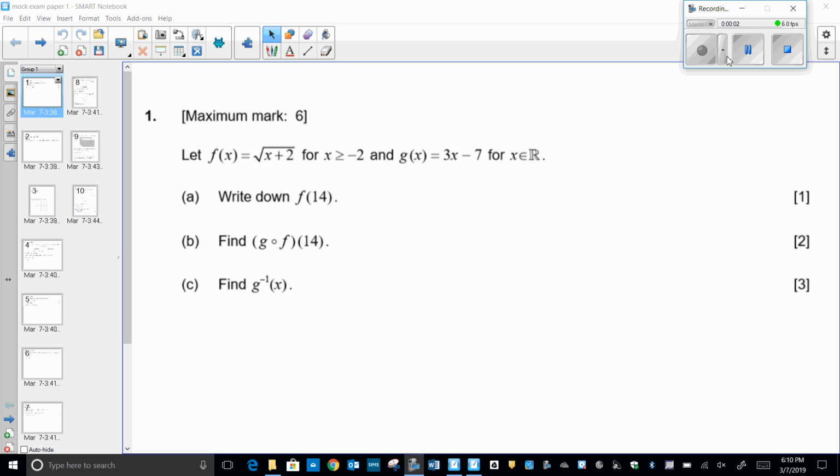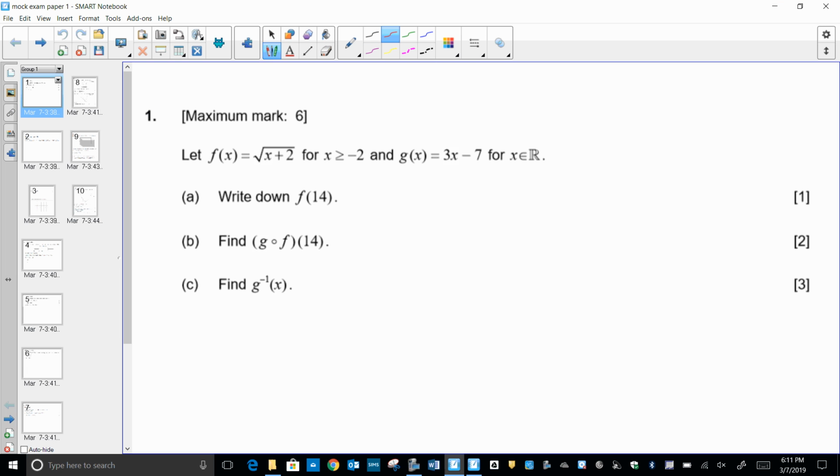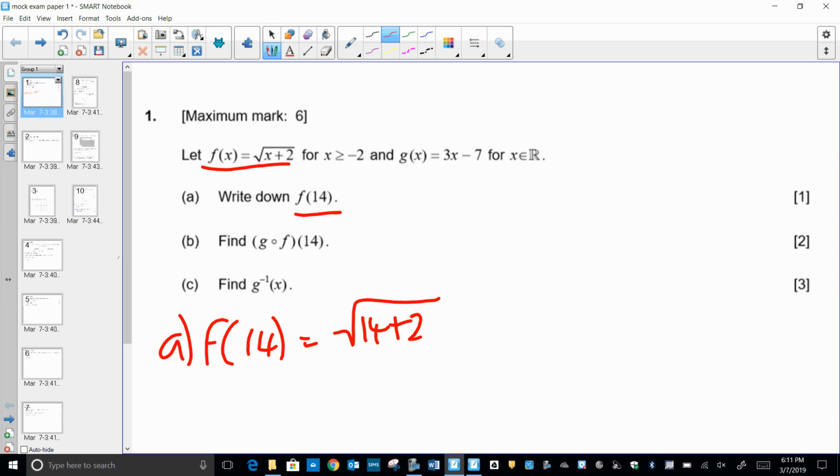Okay, so first question says find f of 14. Since they've given us a function f here, all you're doing is substituting 14. So f of 14 would be 14 plus 2, which is the square root of 16, which is 4.